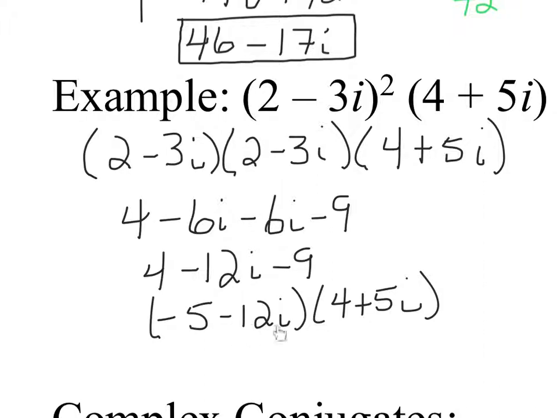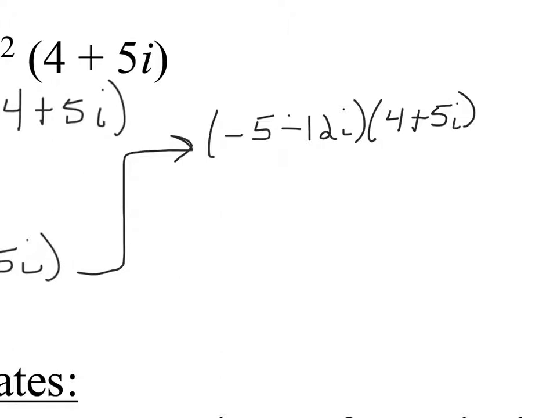Now I'm going to multiply this imaginary number that I got as my result with the other imaginary number that's over here. So don't forget, you've still got this other imaginary number here that you need to multiply through. So I'm going to take this over here to the side, and I'm going to finish this problem. All right, so here we have negative 5 minus 12i times 4 plus 5i. I'm going to go ahead and multiply this through and get the resulting imaginary number.